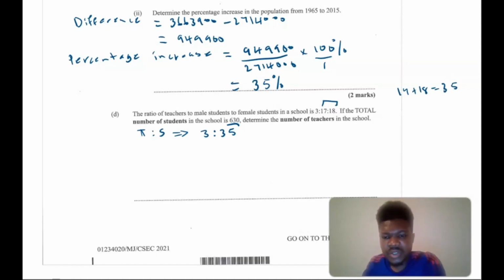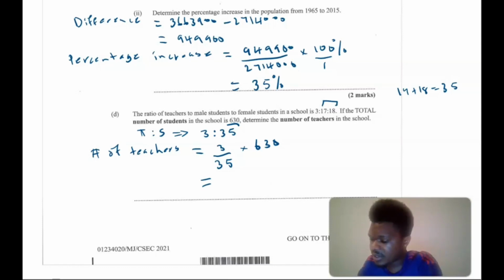Now we need to know the number of teachers. So the number of teachers is going to equal the ratio 3 to 35 as a fraction, which is 3 over 35 times 630. Why? Because 630 students are there and the 35 is representing 630. So when we do this fraction, we're going to get 54 teachers. So we need 54 teachers.